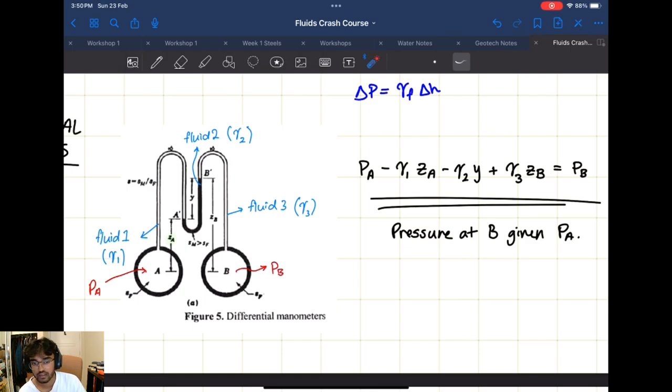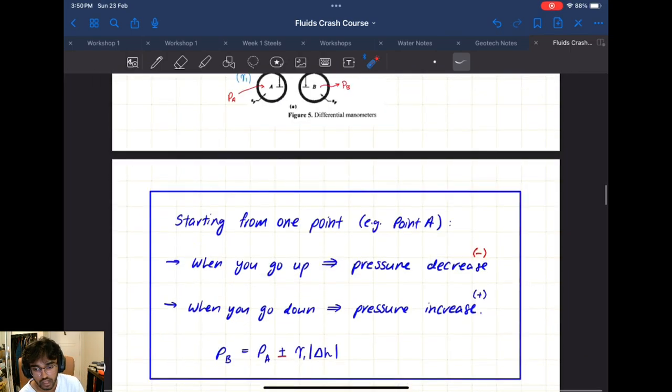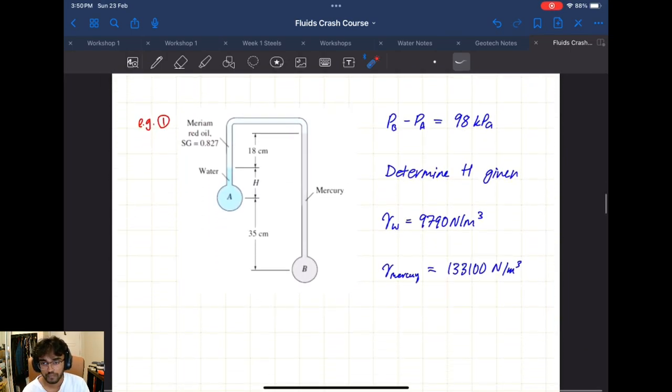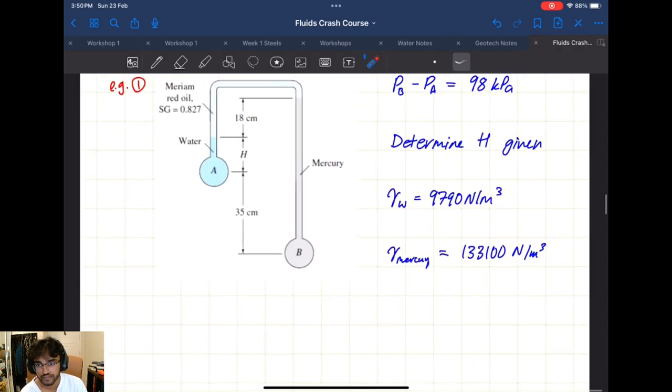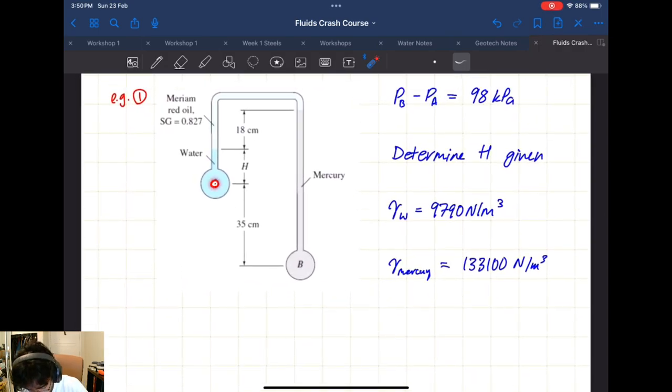Okay? So it might be a bit confusing, so I'll explain it with a diagram here, with an example. So we have water, point A. We've got a red oil with specific gravity 0.827. And we've got mercury over here.